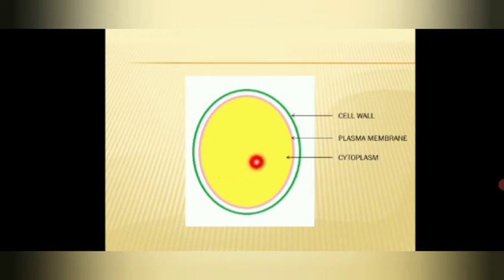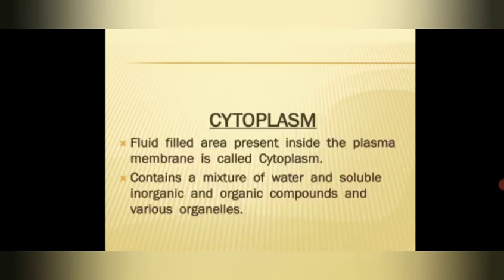So this is a fluid. Cytoplasm: the fluid filled area present inside the plasma membrane. It contains a mixture of water and soluble inorganic and organic compounds and various organelles. So this fluid is made up of a mixture of water and soluble inorganic and organic compounds, and these cell organelles keep floating in this cytoplasm.